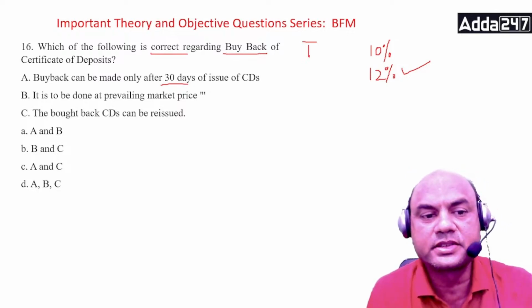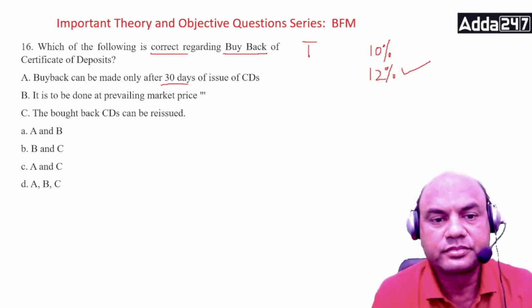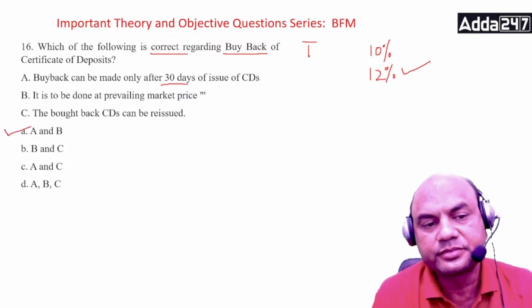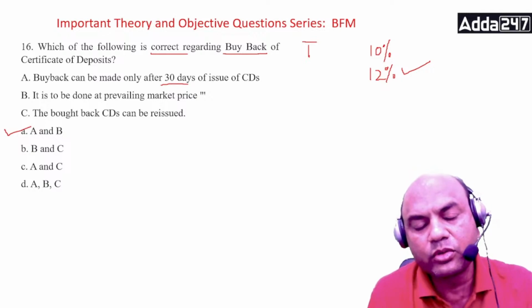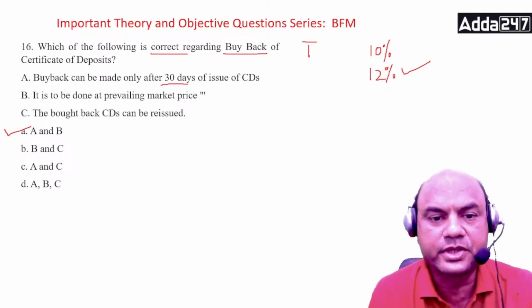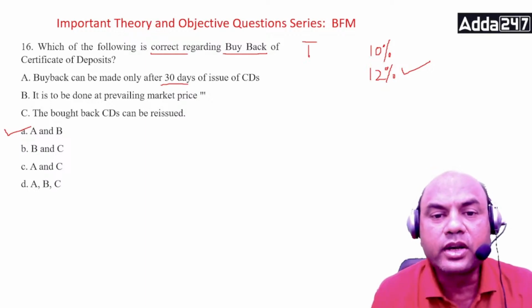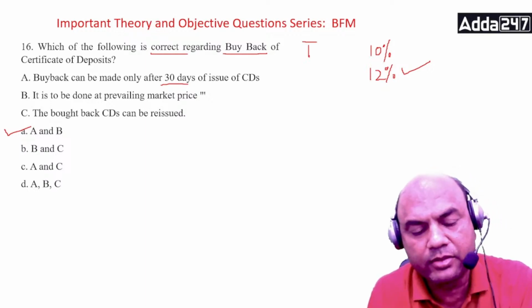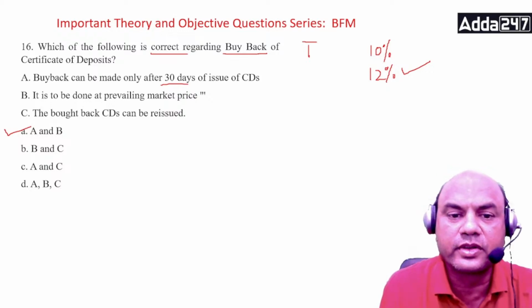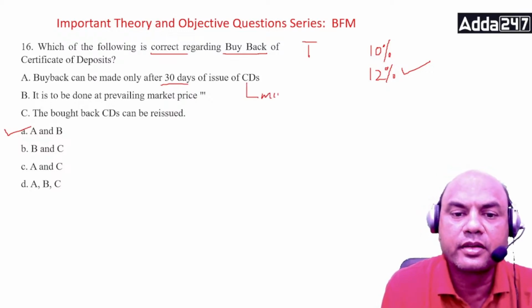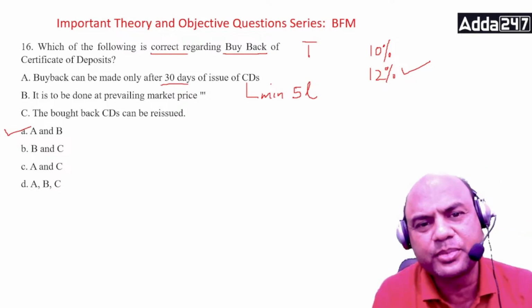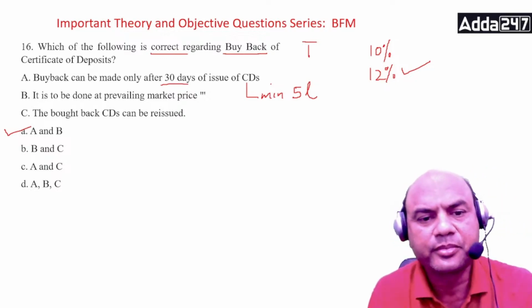The answer is only A and B. A is the answer. See here, buyback can be done only after 30 days of issue of CD. It can't be done before that. Okay. What is the minimum investment in CDs here? Minimum investment in CD is 5 lakhs. Always remember, minimum investment is 5 lakhs. CD and CP both have been made 5 lakhs now.